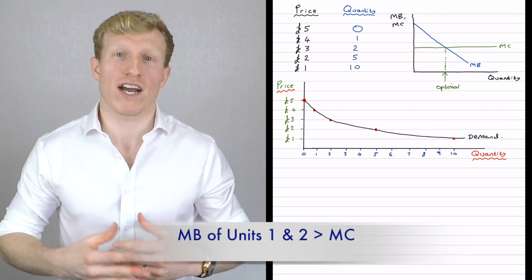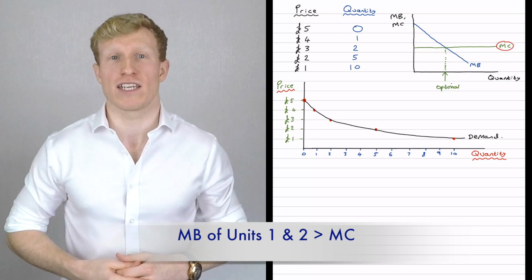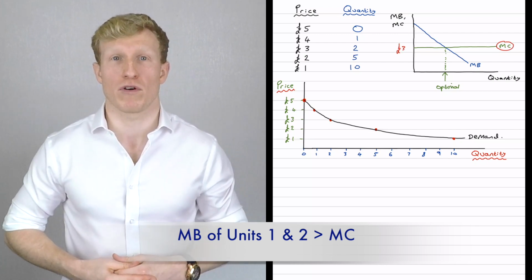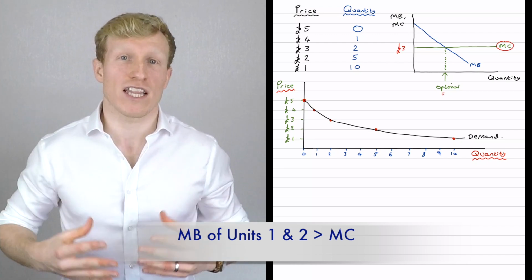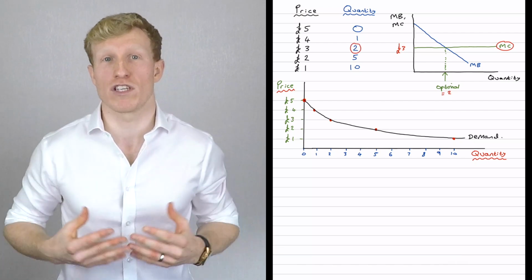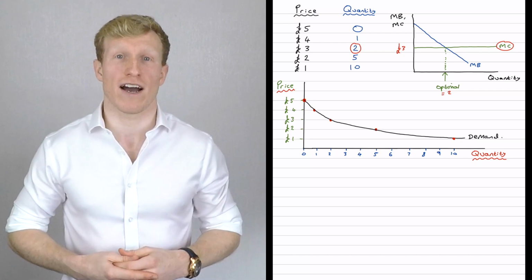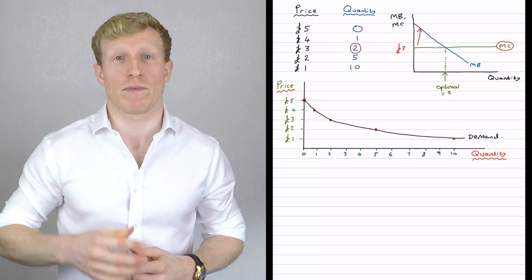So suppose the price in this particular example is £3, and I optimally decide to buy 2 units of the product. That must mean that the marginal benefit of the first unit and the second unit of the dairy milk chocolate bars is at least larger than the marginal cost that I have to pay, which is the price of £3.